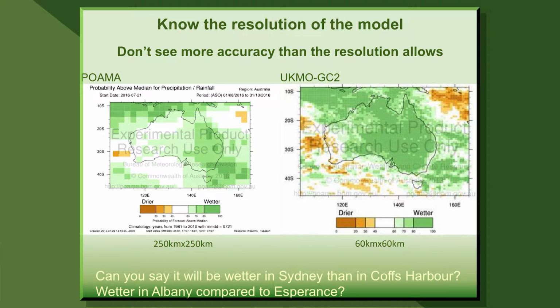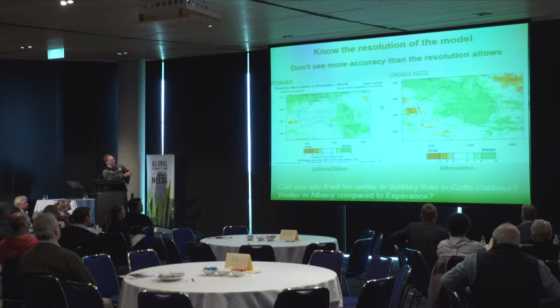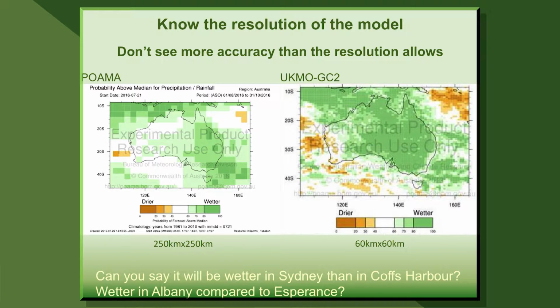However, when we get to a 60K resolution, we have a much better ability to do that. In fact, on a 250K resolution, you can't see the Great Dividing Range. There's not enough resolution in that model to see it. On a 60 kilometre one, you can. I'm not sure the picture's good enough, but you can see a rain shadow effect down the Great Divide from this prediction.